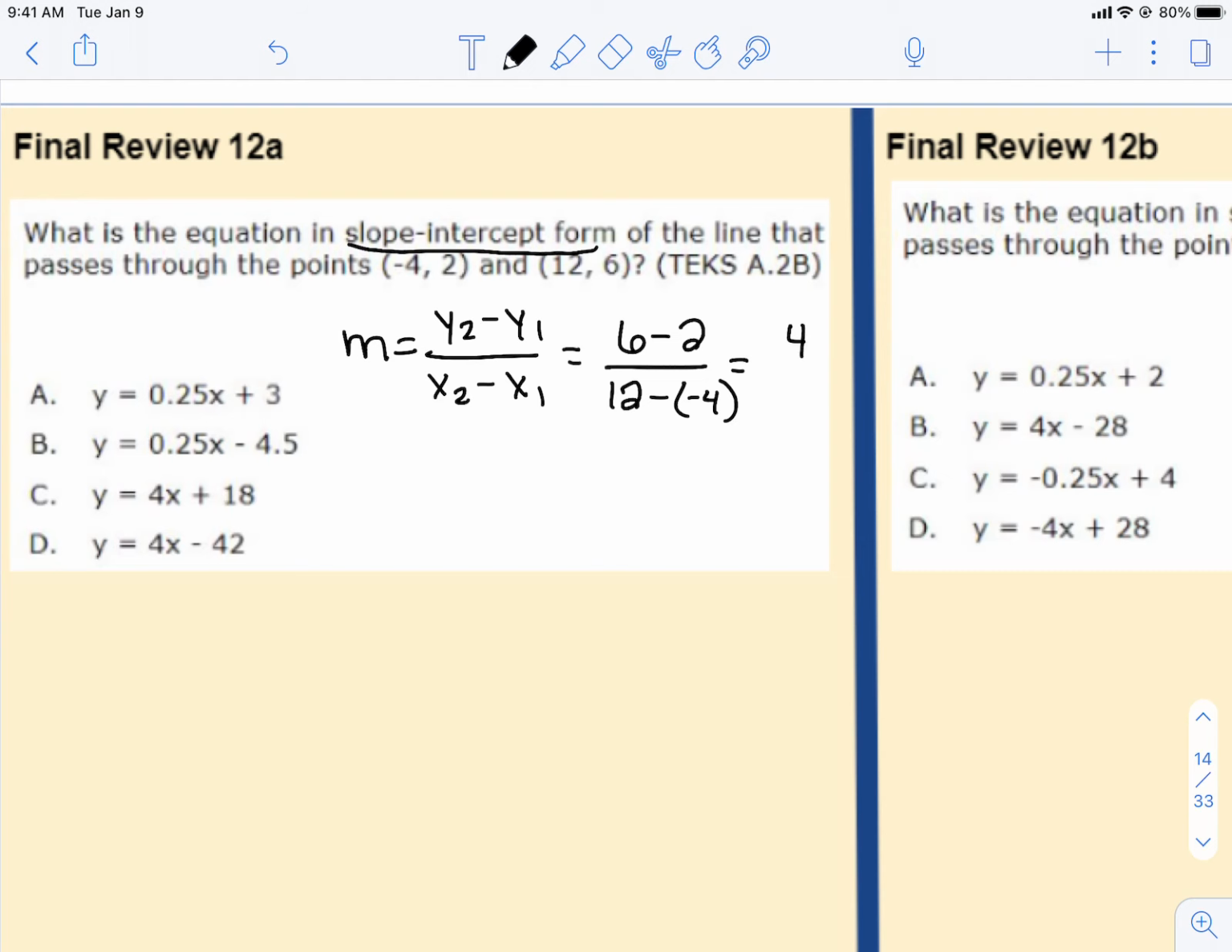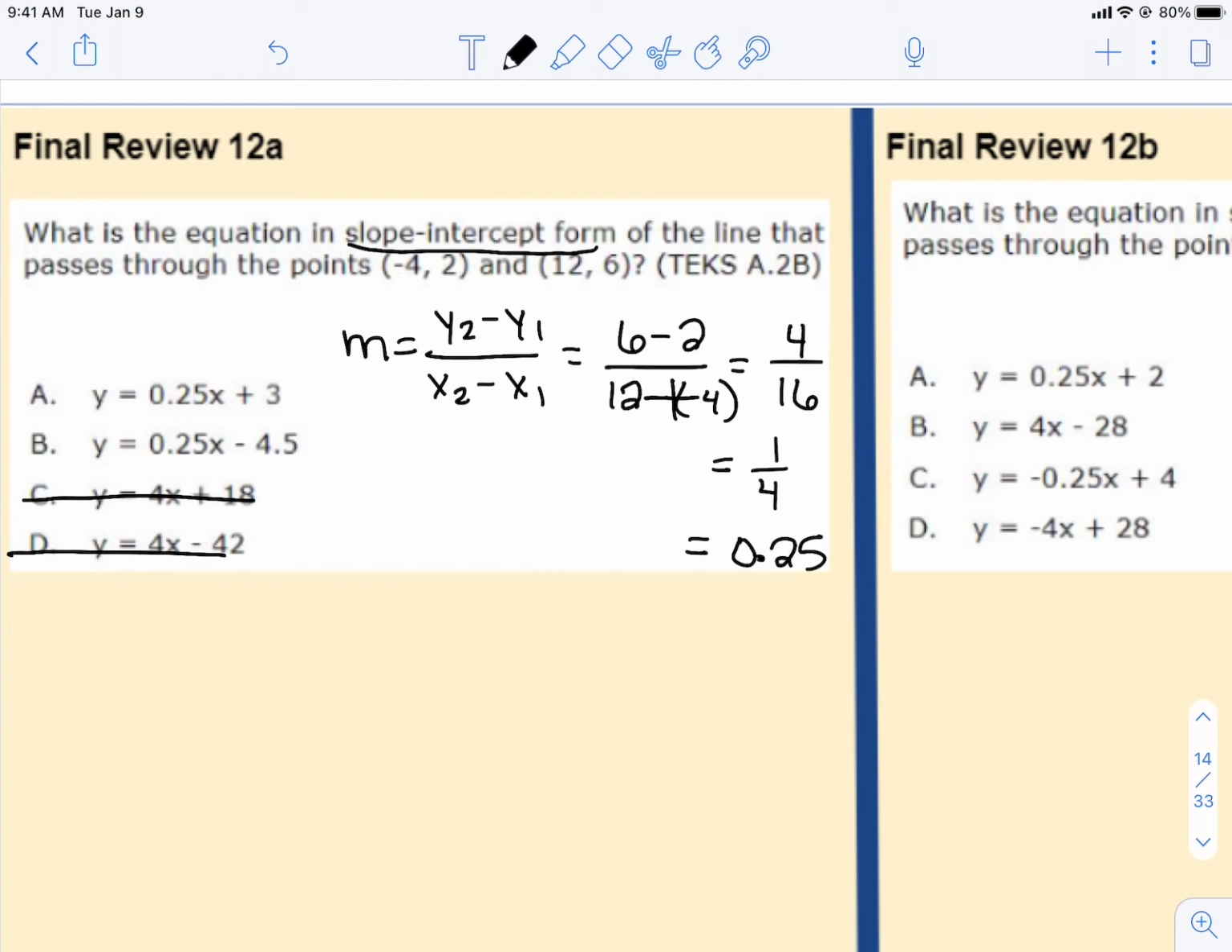6 minus 2 is 4. 12 minus a -4, which is 12 plus 4, is 16. That simplifies to 1/4. But we need it, as we see, we could eliminate C and D, but it's in decimal form. So just know that 1/4 is the same thing as 0.25.